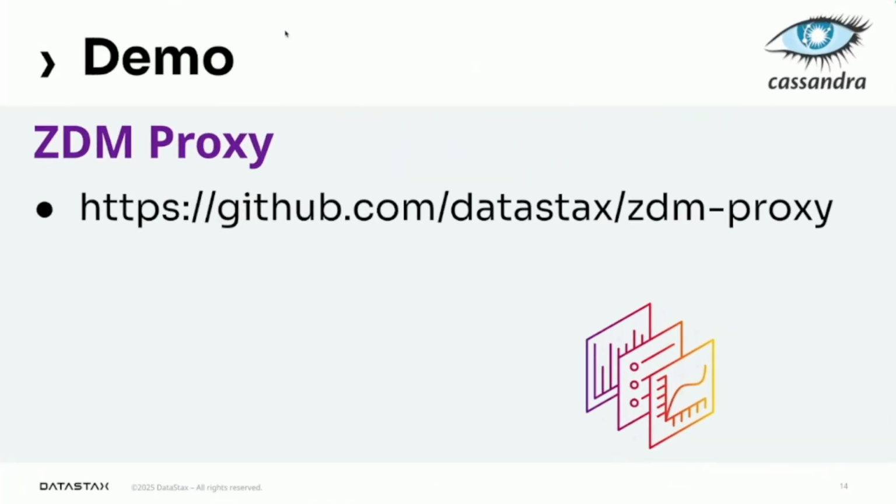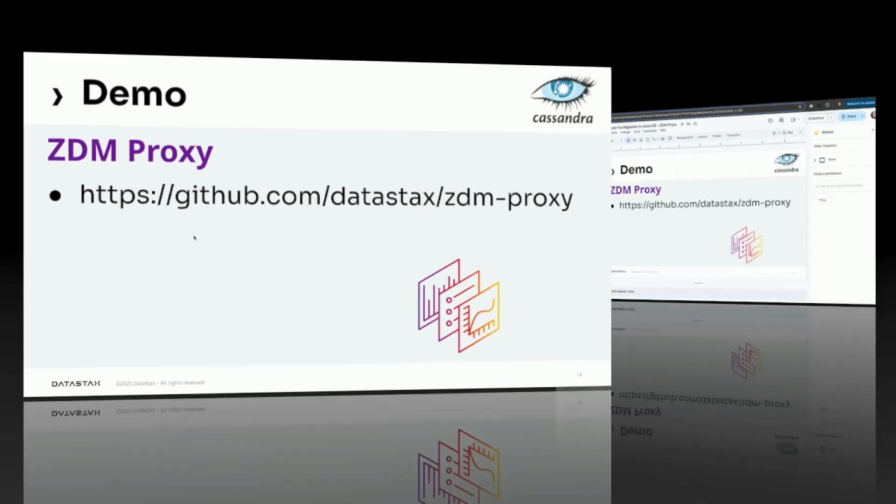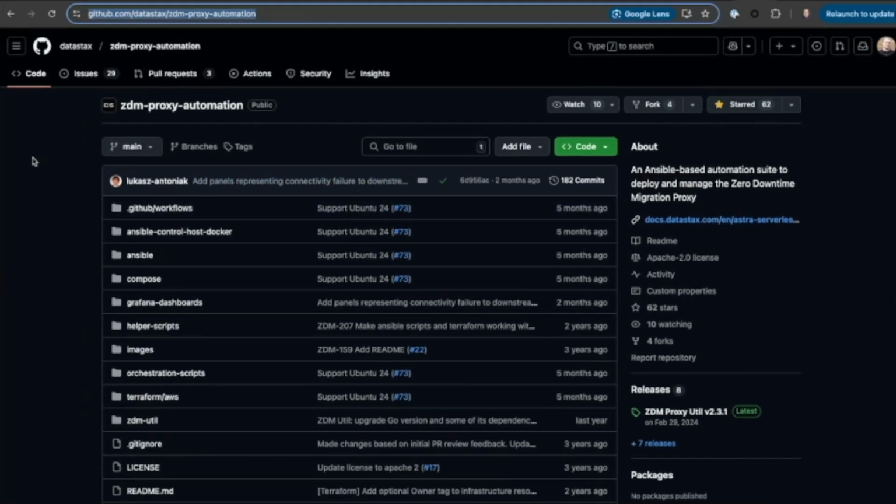All right, now let's go ahead and demo this thing out. What I'm actually going to do is go to our GitHub repo out here. It's github.com/datastax/ZDM-proxy. Now, you'll notice that there are two of these. First of all, there's the ZDM Proxy Automation repository. This is the one the hands-on lab in the workshop uses.